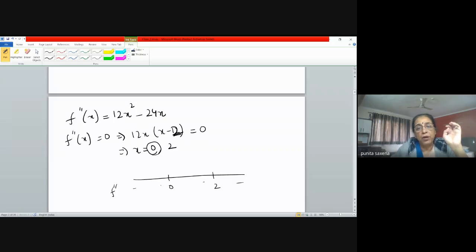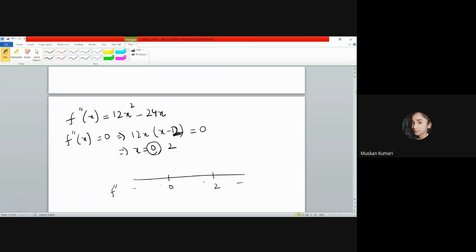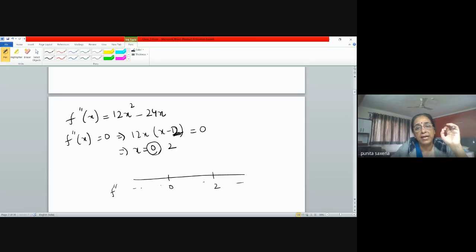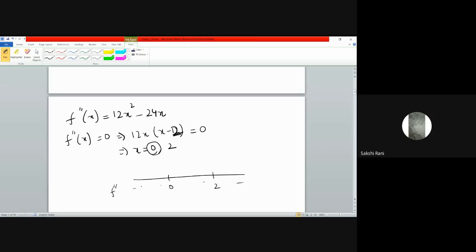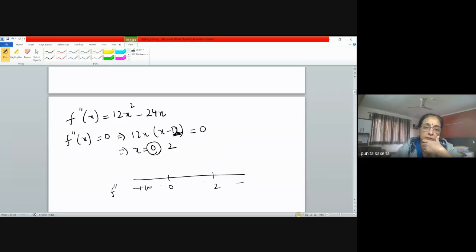Now, for x less than 0, what is the sign of f double dash? Positive. It is positive. ठीक है? That means for x less than 0, my curve is concave up. ठीक है ना? If the second derivative is positive, the function is concave up. If the second derivative is negative, the function is concave down. Okay. Now, look at 0 to 2.